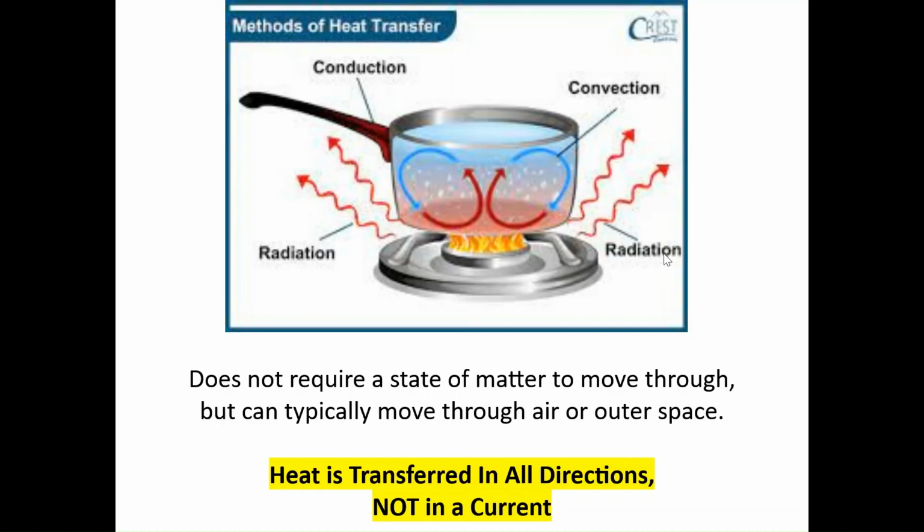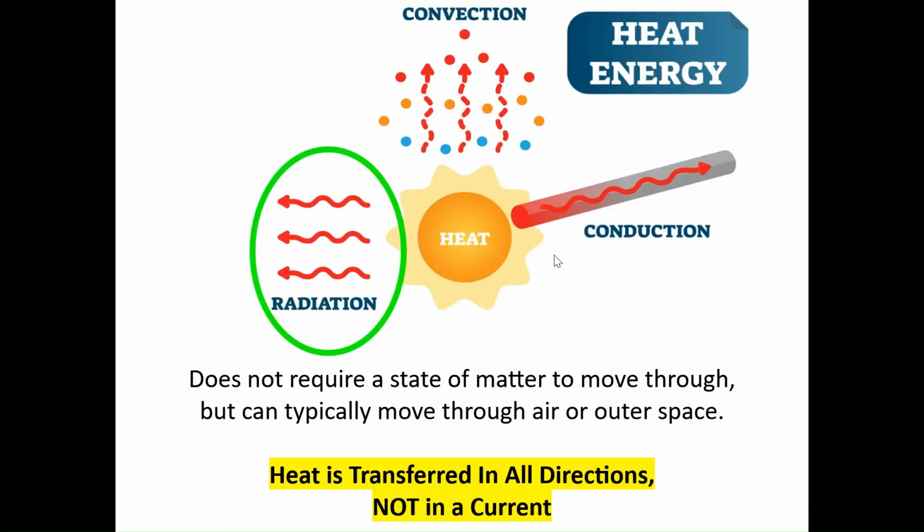But here we have radiation. And radiation, like it says right here in yellow, heat is transferred in all directions, not in a current. So radiation basically lets off heat in all 360 degrees. So it doesn't just let off heat into the pan, it actually lets off heat in all different directions, not just in one direction or not just in a current fashion. It transfers it in all directions. This is another example of what I mean. Radiation travels in all directions, and it's not just in one direction.